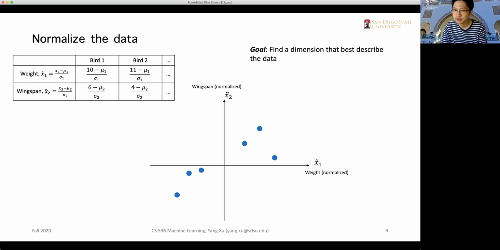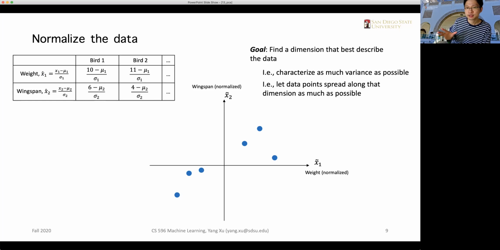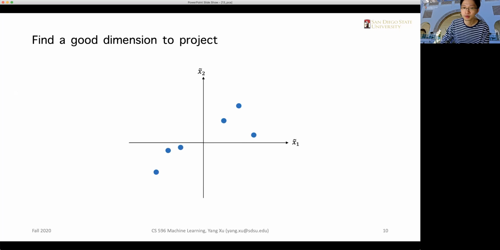Remember, our goal is to find the dimension that will keep the highest amount of variance among data points. We want to characterize as much variance as possible, which also means we want the data points to spread along that dimension as much as possible. So basically the task is to find a good dimension to project the data points onto.